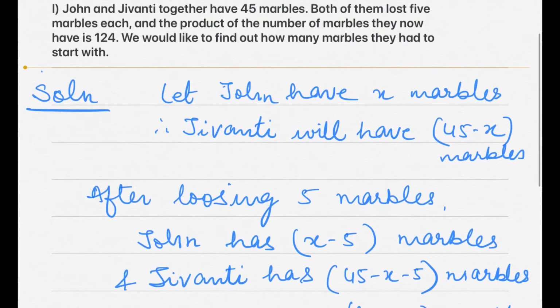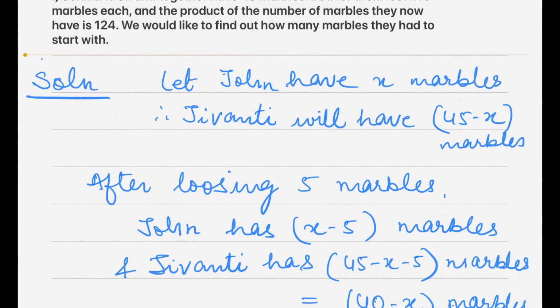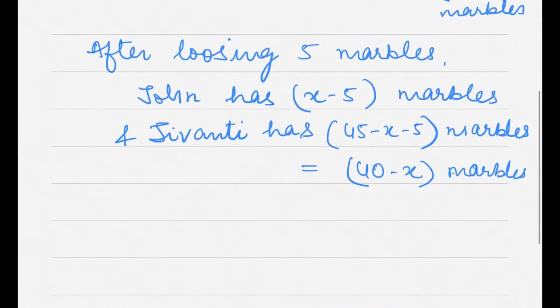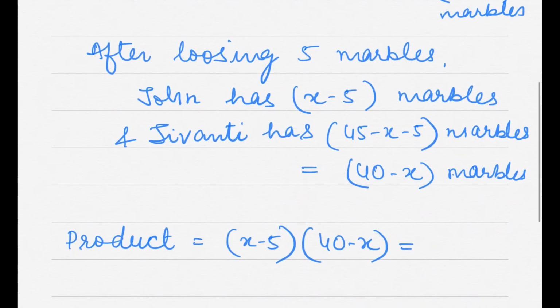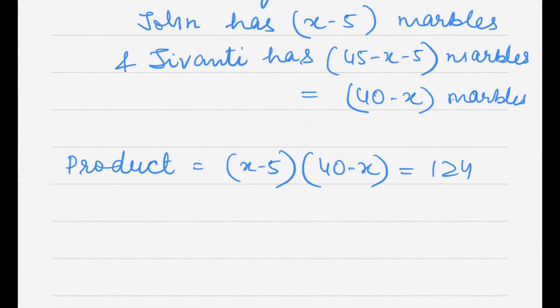Now they say the product of the number of marbles they have is 124. So the product of their marbles will be equal to X minus 5 times 40 minus X, and they have given that the product of their marbles is 124. Now let's multiply the binomial into the binomial. So 40x minus x square minus 200 plus 5x is equal to 124.